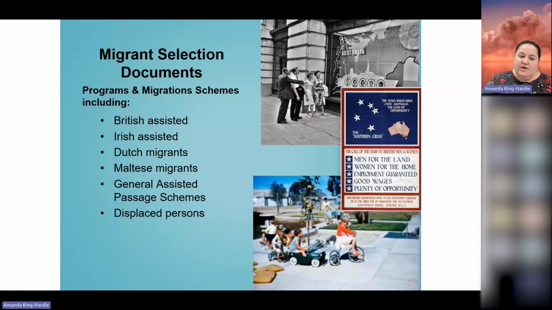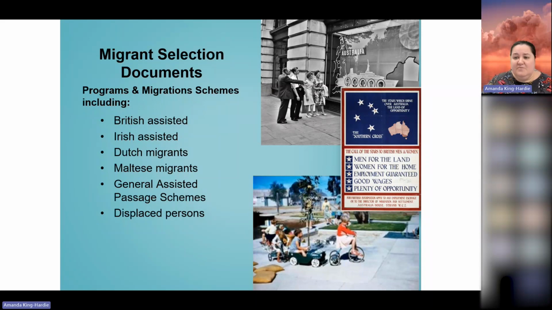Another type of record we hold are migrant selection documents. Now, the Second World War, and especially the war in the Pacific, had raised concerns relating to Australia's vulnerability to invasion. There was also a critical shortage of labour to meet the demands of a post-war reconstruction of the economy.